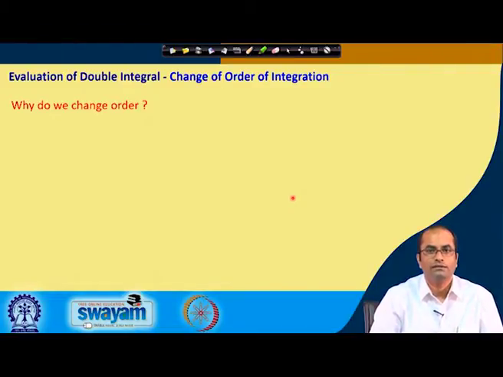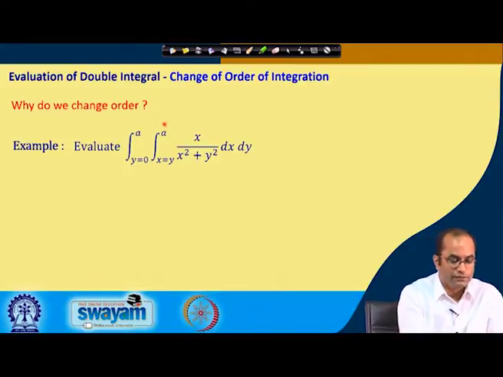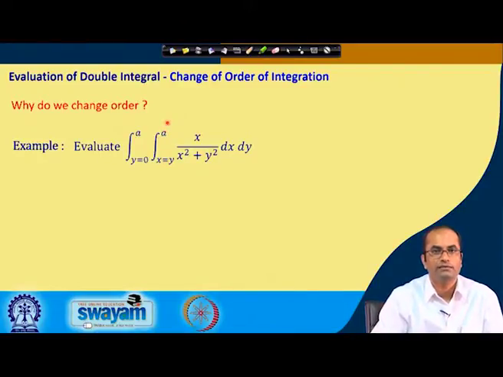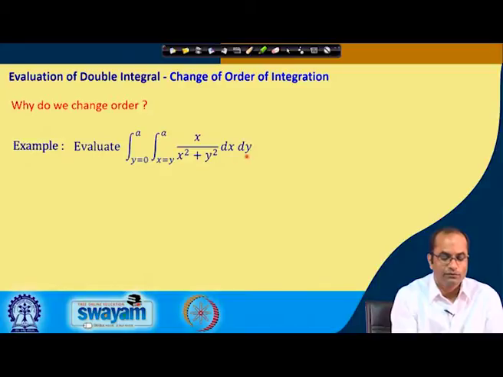One reason will be very clear from this example. Suppose we have this integral, the inner one x over x squared plus y squared with respect to x, and the limits for x go from y to a. So x equal to y to x equal to a, that is the limit of the inner integral, and for the outer one we have y equal to 0 to y equal to a.